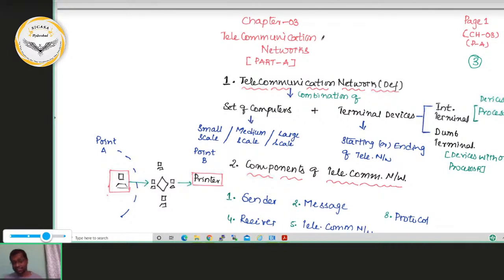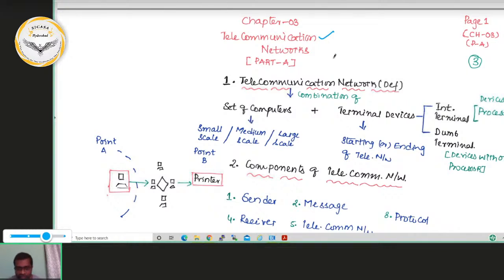But what exactly is transmitting the data from one point to another point? It is always a telecommunication network. So which network are we using in WhatsApp? We are using the internet for the purpose of transmitting the data from one point to another point. So the basic reason why we require telecommunication networks is for the purpose of transmitting the data from one point to another point.